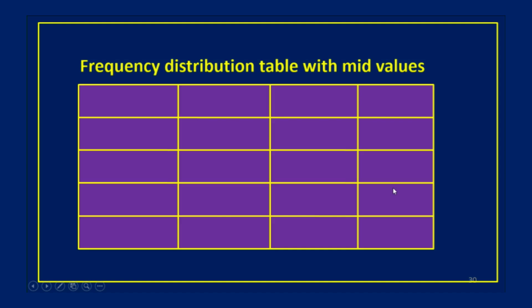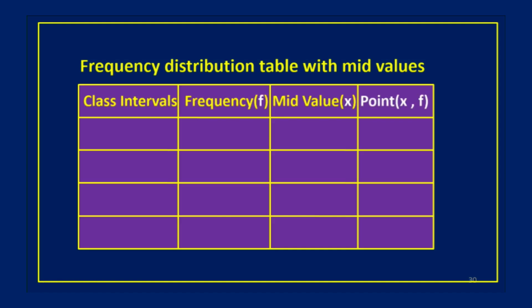Now, I am preparing a frequency distribution table with mid values: class intervals, frequency, mid values, and we are taking the point. First, 24 to 28, frequency is 12. So, children, how to find the mid value for this? It is very simple. 24 plus 28, you will get 52. 52 by 2, you will get 26. So, the mid value for the 24 to 28 class is 26.